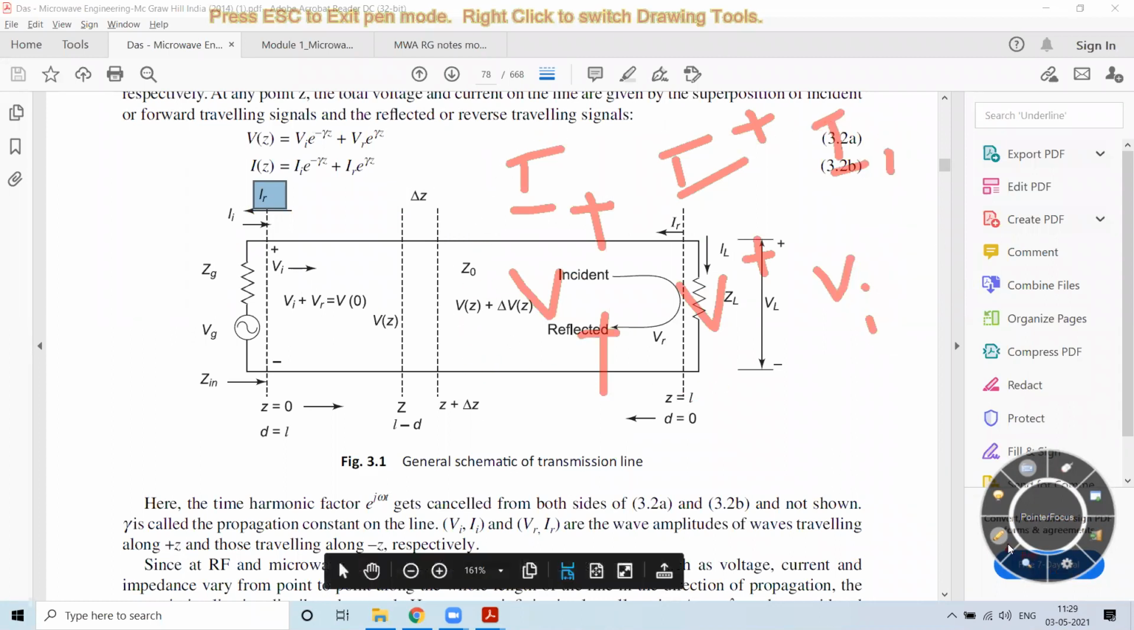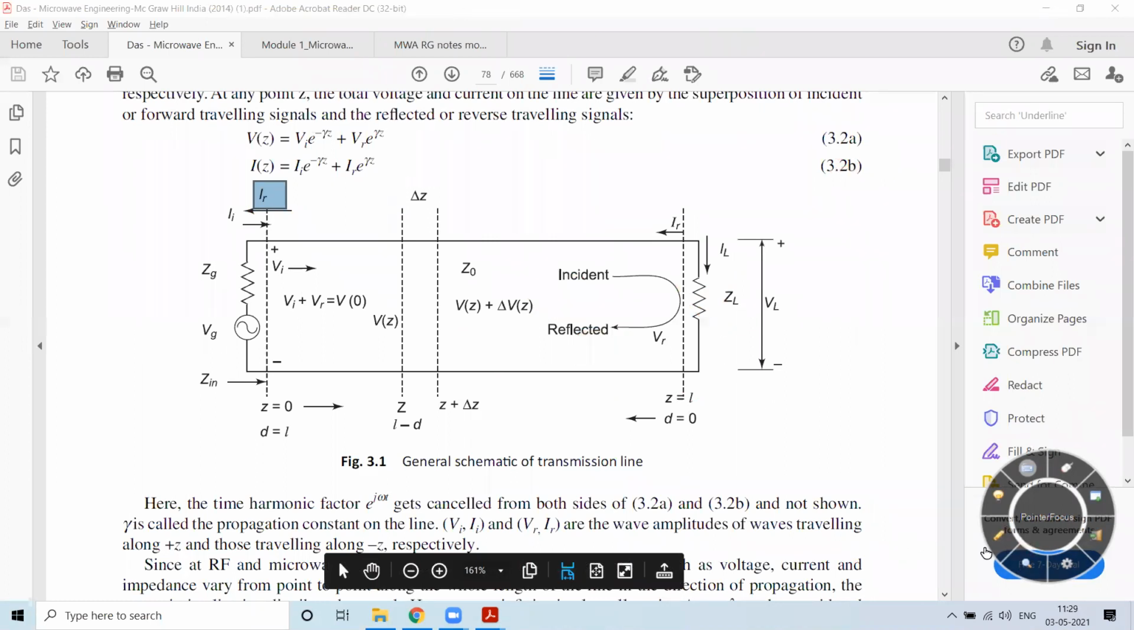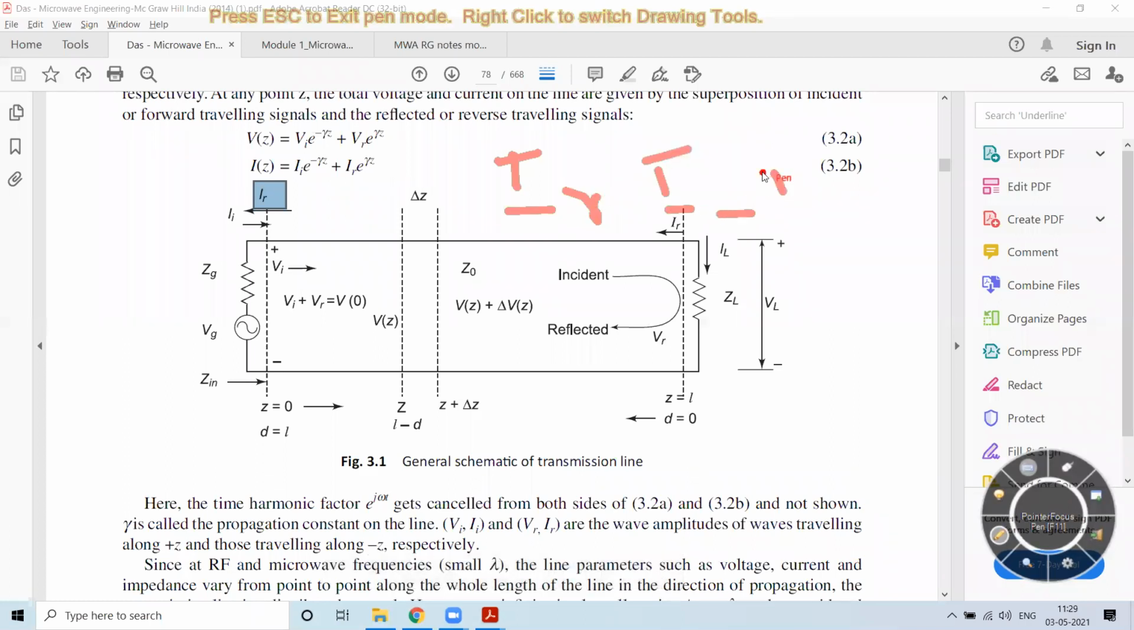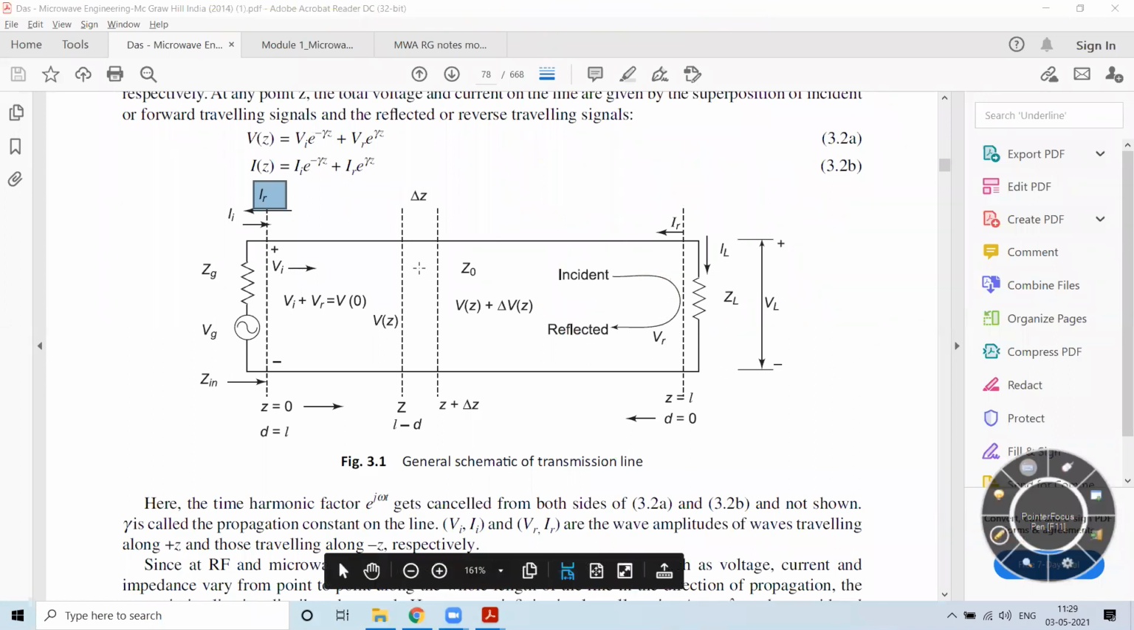For reflected parameters, they may be represented with IR, I minus. These are the reflected current parameters. Then the reflected voltage can be represented as VR or V minus. So these are the different parameters associated with this.